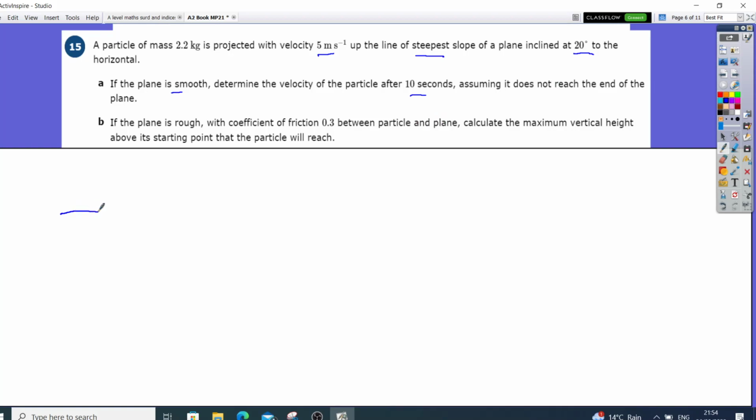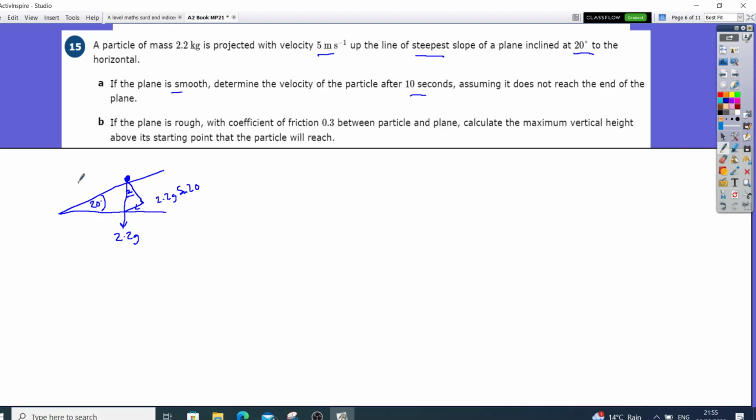So this is the horizontal. We're going to put that at an incline of 20 degrees. The particle is projected, and has a weight coming down of 2.2 g. Bring that along here, so coming down the slope, the component will be 2.2 g sine 20. So that's coming down the slope.